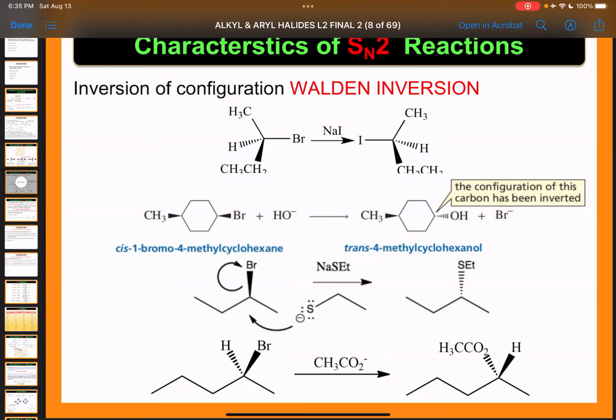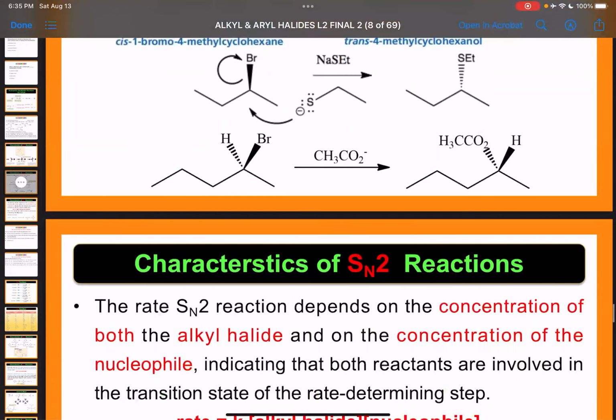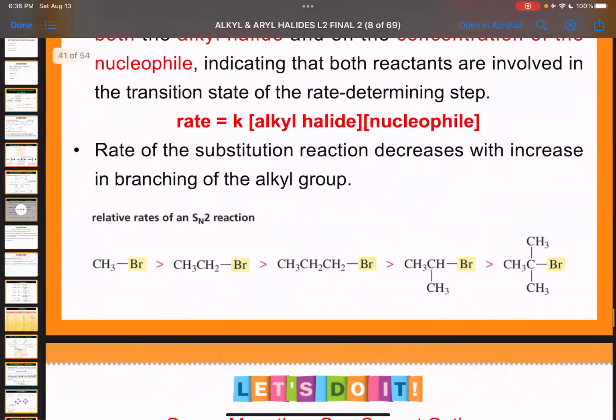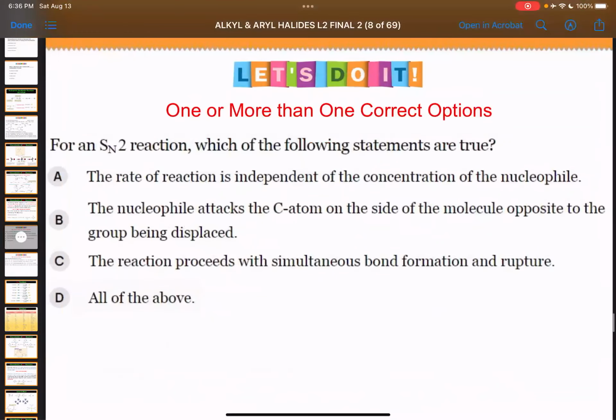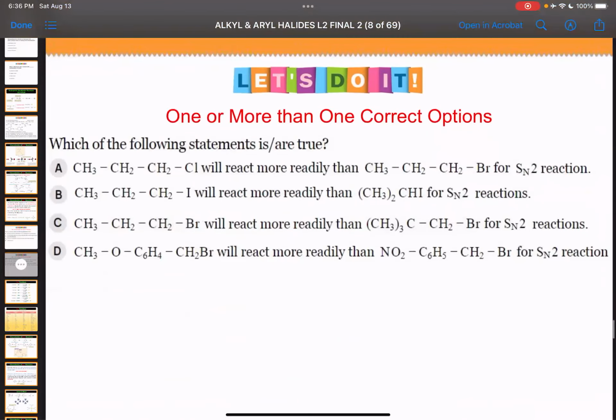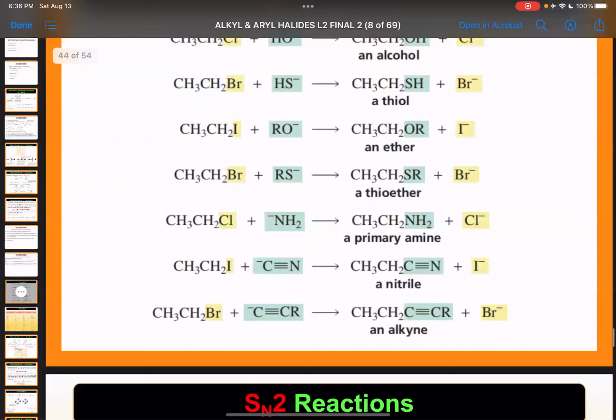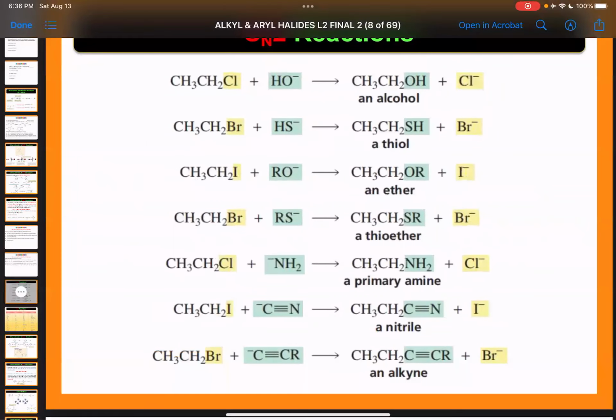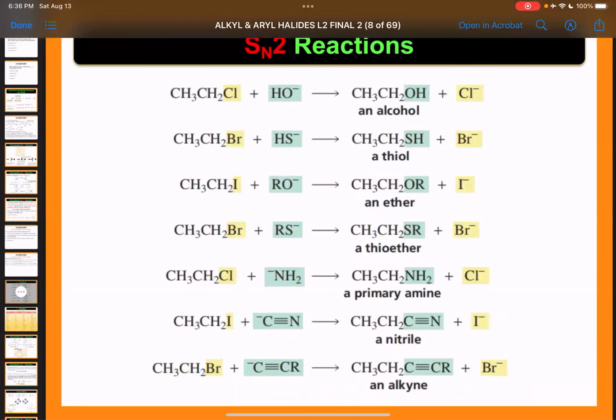No doubts? Okay, good. And it is a bimolecular transition state. I think we did this question. And this one? Okay, good. These are some examples of SN2 reactions, which are very common in all the conversions we carry out in all the chapters. So you can prepare ether, thioether. This is very important.